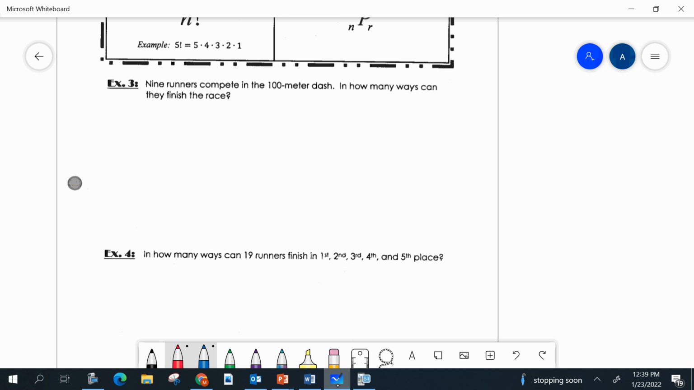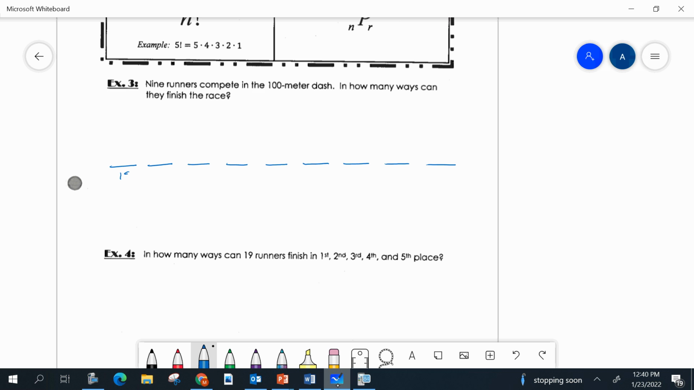So 9 runners compete in the 100-meter dash. In how many ways can they finish the race? Again, on trend, like we've been doing all the other problems, this is not about picking up your calculator and typing something in. You have to show a thought process for all of these. So let's start with our blanks. How many things are we placing into 1st, 2nd, 3rd, 4th, 5th? 9. So a runner could be 1st, 2nd, 3rd, 4th, 5th, 6th, 7th, 8th, 9th.